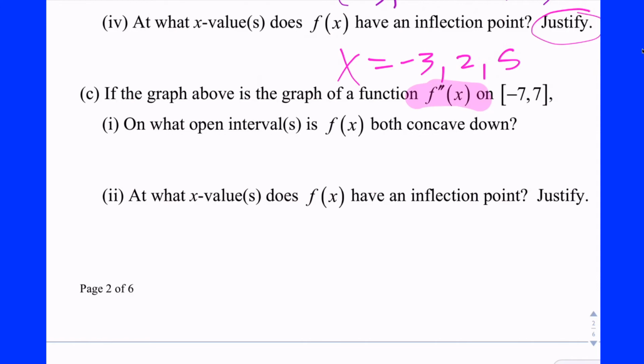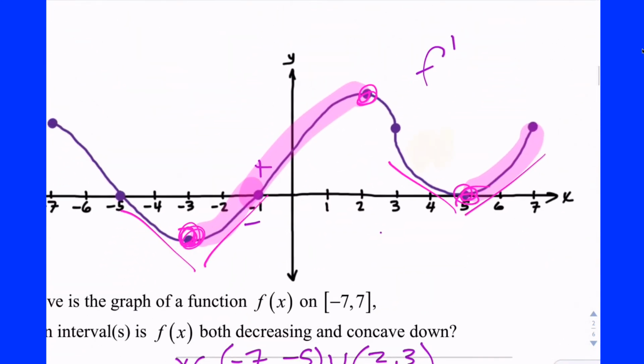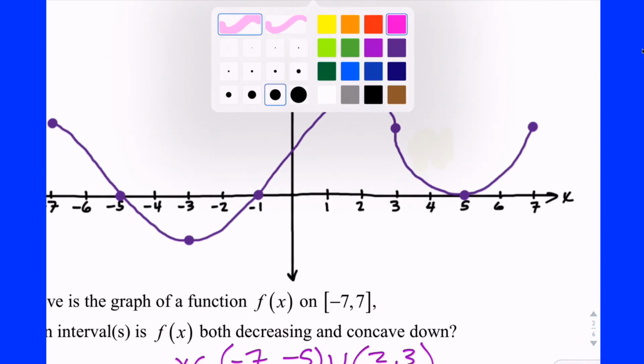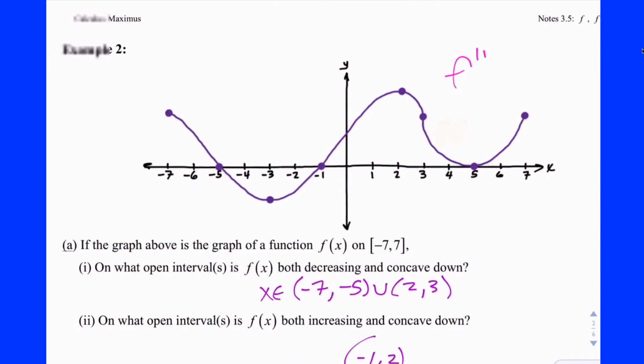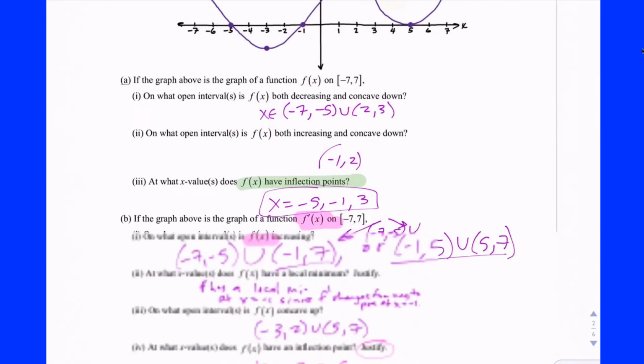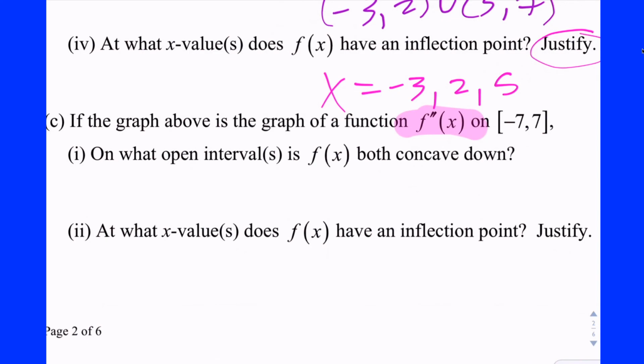If this were actually now the graph of f double prime, that's going to change things, isn't it? We haven't seen one like this, but here it is. Take a good look at it. These y values are now the inflection values of f. Sweet. On what open intervals is f of x concave up? I was going to ask both concave down and concave up, but I'll just ask one.